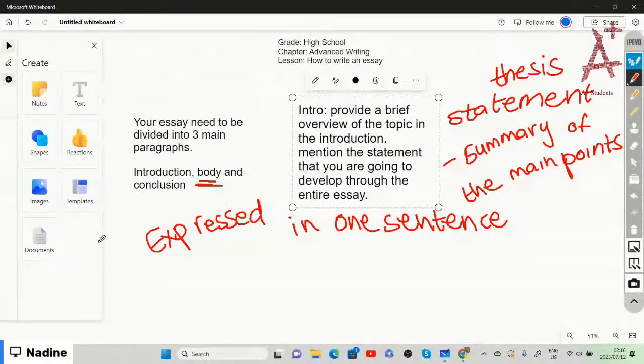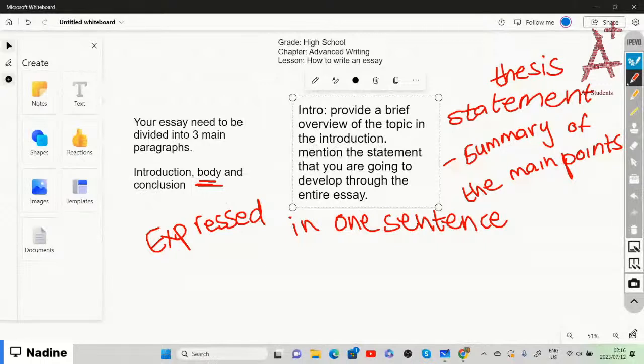So that is basically just a basic writing of the essay, right? Three paragraphs: introduction, body, and conclusion. And also, when you make mention of your statement, it is basically telling us that this is what you're going to develop throughout your entire essay. This is what I'm going to be talking about. This is what I'm going to be writing.